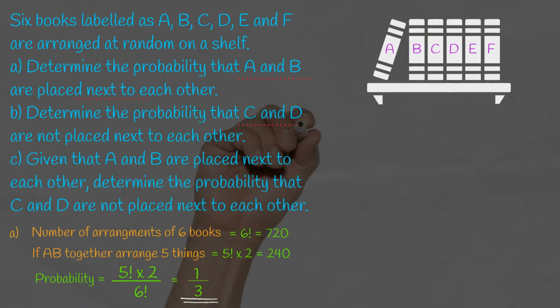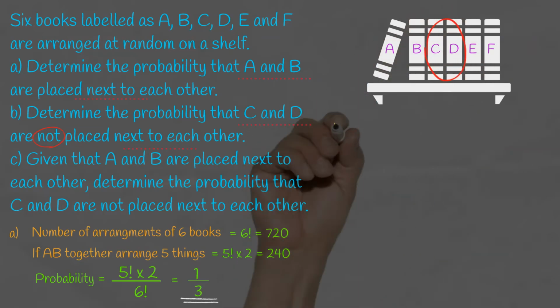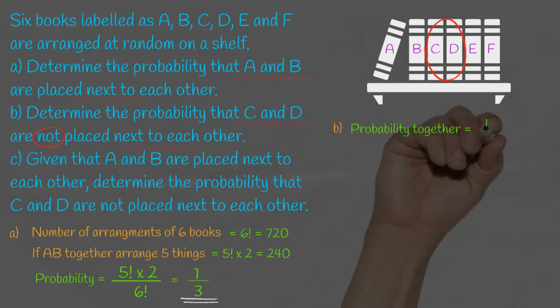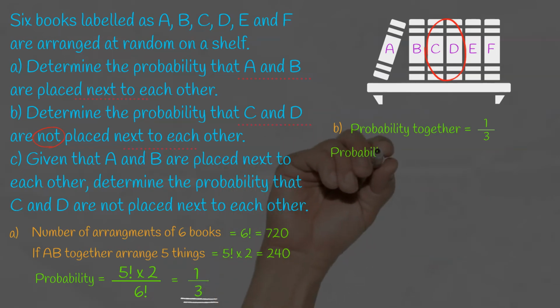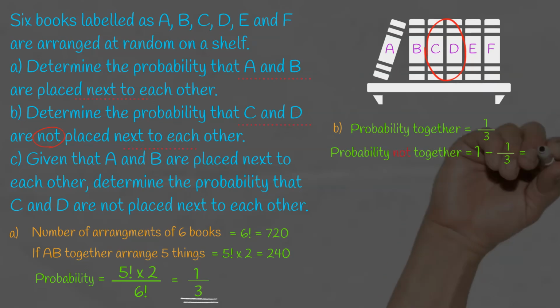So to find the probability that C and D are not next to each other, we're going to do the same as before and place them together as one unit. Therefore, the probability that they are together is going to be the same as we worked out for part A, which is 1/3. Therefore, the probability that they are not together is going to be 1 minus 1/3. So the answer is 2/3.